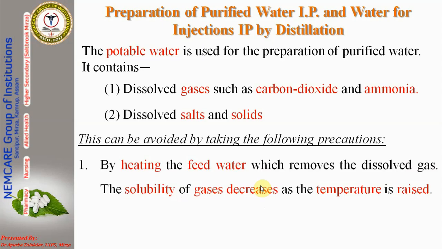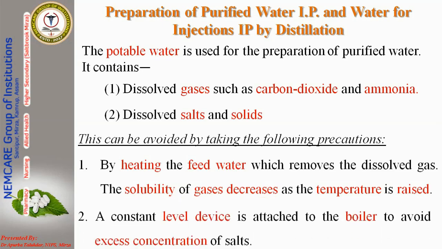in the liquid. Another method: a constant level device is attached to the boiler to avoid excess concentration of salt. So we put a level device on the boiler so that the concentration of the salt will be minimized.